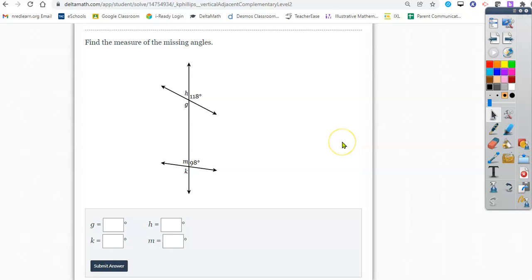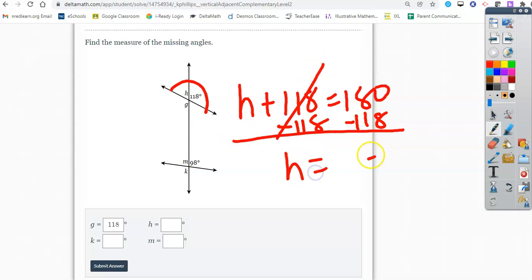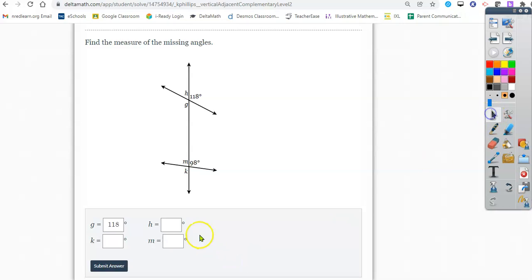All right, last one here. These two are vertical, 118 and G. So that means that G is 118 degrees. And H and 118 are a straight angle. So I subtract 118 from both sides. 180 minus 118 is 62. So H is 62 degrees.